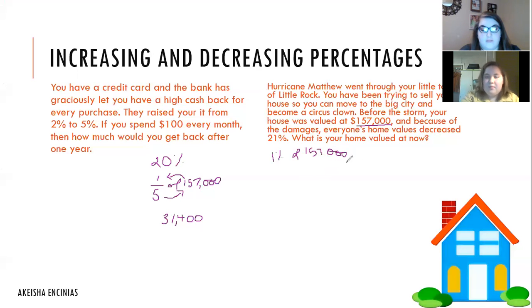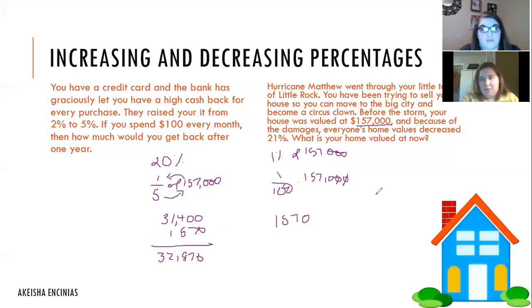So we're going to put that 1 over 100. And the easy thing about tens and hundreds is you can just tack off those zeros. So 1% is 1,570. And we need to add these up to get 21%. So you get 32,970.